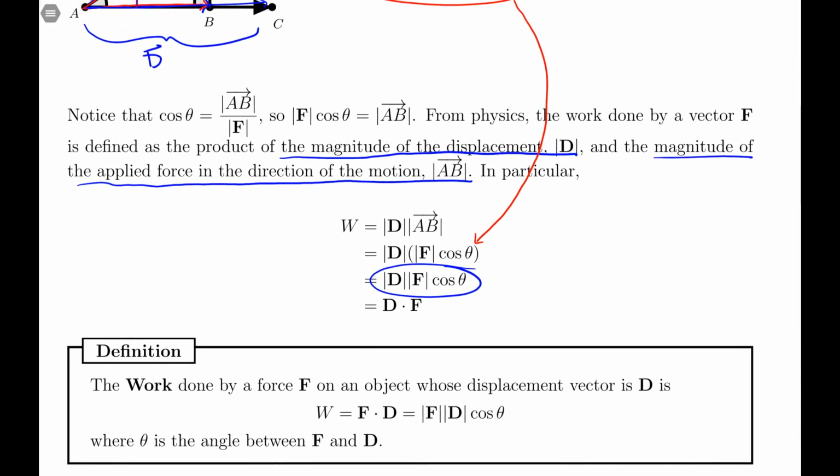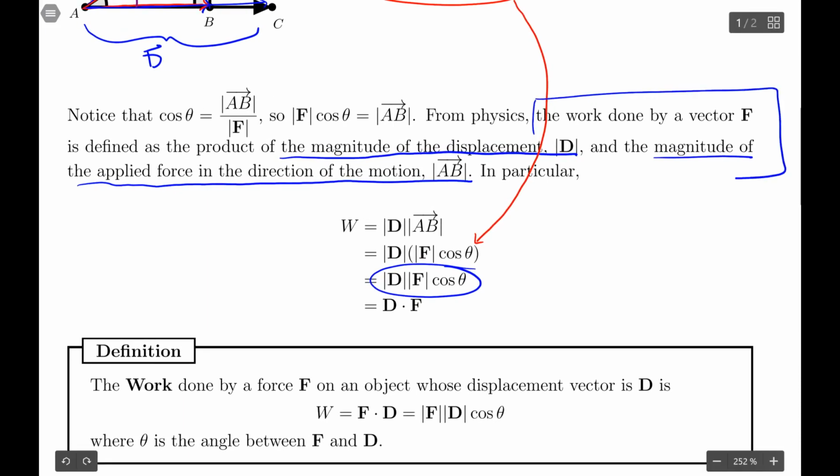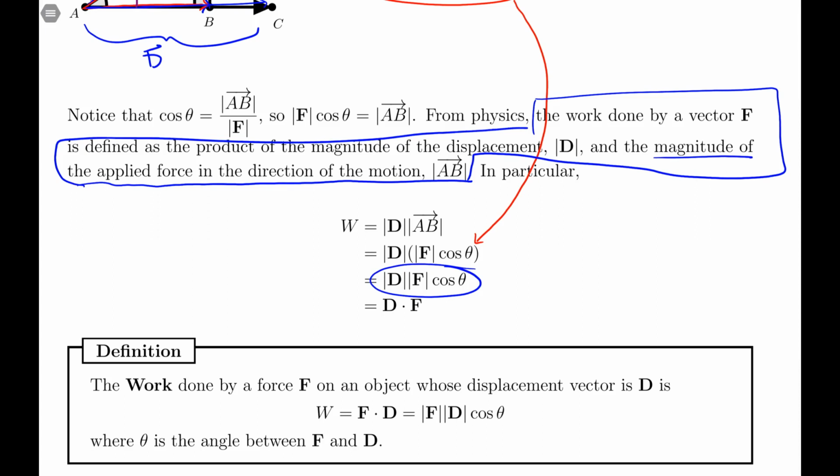From physics, we have this kind of long, complicated definition. Here's the physics definition, and now here's our math definition. The work done by a force F on an object whose displacement vector is D is the dot product of F with D, which you can look at as a dot product of F with D, or as the size of F multiplied by the size of D multiplied by cosine of theta, where theta is the angle between D and F. Two different ways to look at this.